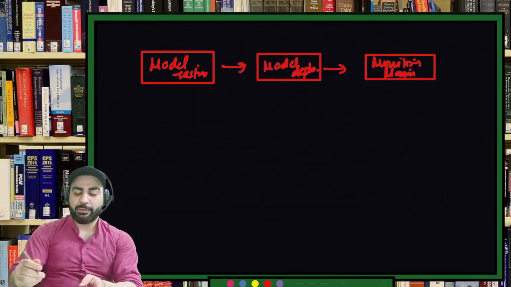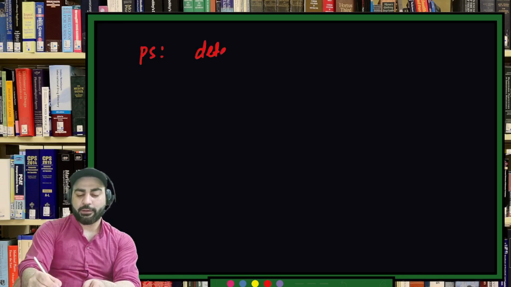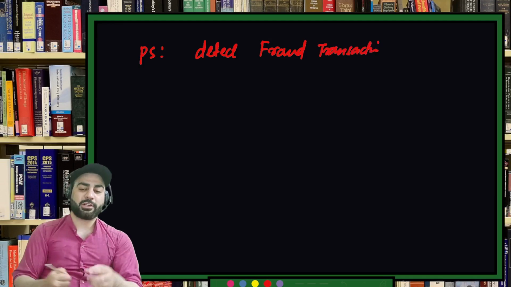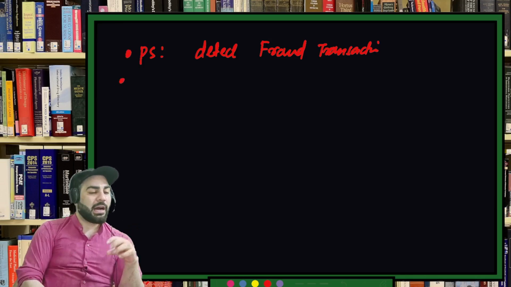So the problem statement that we have is: detect fraud transactions. And the objective is that it should flag them automatically. So this is our problem set. Then we have data collection. How do we collect data?